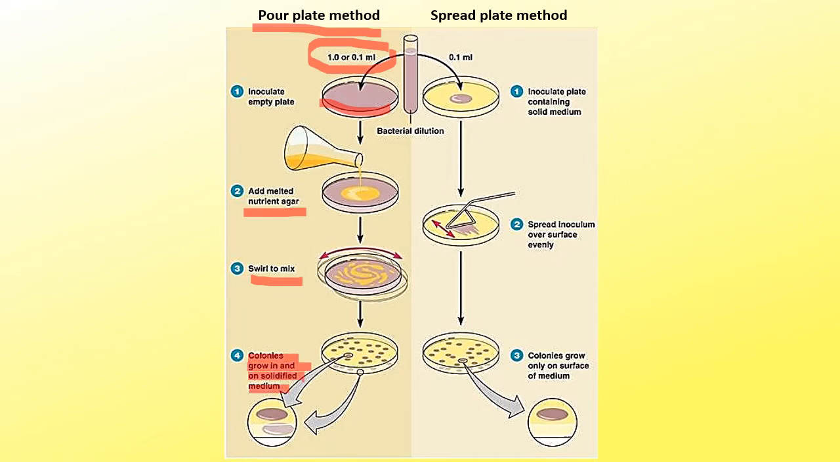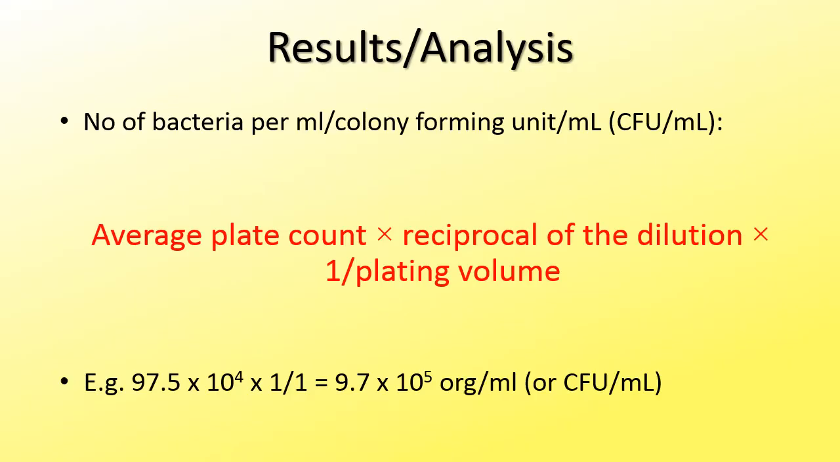On the other hand, in the spread plate method, we transfer a limited amount of inoculum onto a plate that already contains a solid medium, which is the agar. After that, we use a spreader, which some people call a hockey stick, to spread the inoculum evenly on the surface of the agar. Then we incubate for 18 to 24 hours, and usually the colonies grow only on the surface of the media. So now let's see how we can analyze the results.